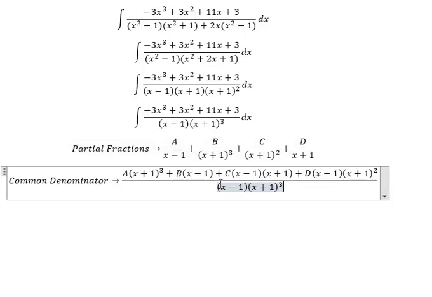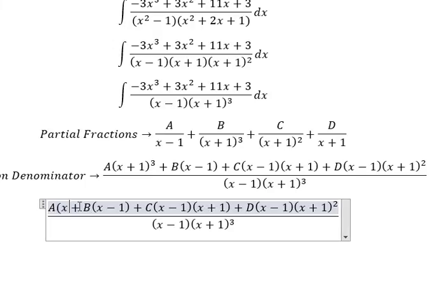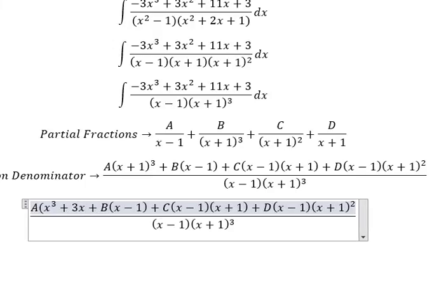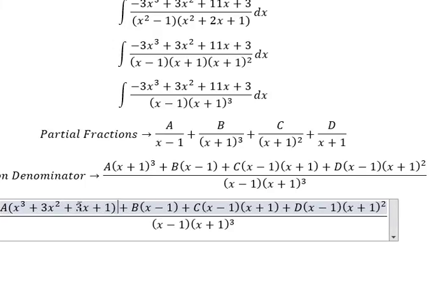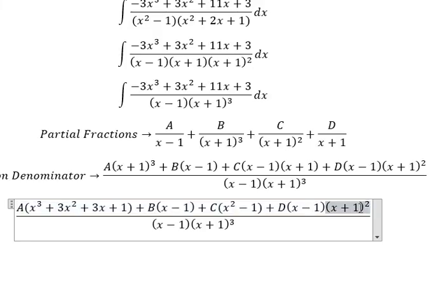Because if we want to create common denominator, we need to multiply this one on numerator and denominator. Similar for the second one, we need to multiply by s minus 1 on numerator and denominator. That's why we have this one like this. Next, we need to expand this one. And this one. And this one.